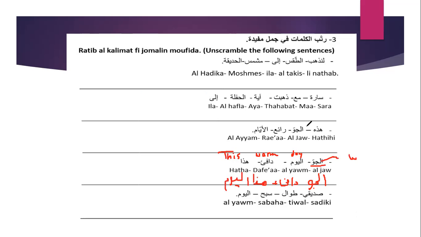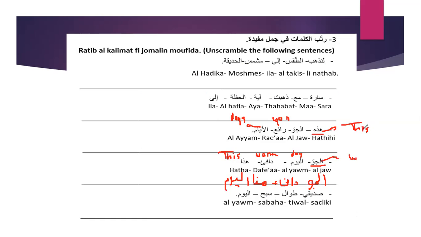Now, let's take this sentence now. We have هذه now, which is this, but it's feminine. الجو is what? The same, it's weather. رائع is what? Wonderful. Okay? الأيام, it's days, guys. It's not one day, it's days. Let us now see the sentence in English. It becomes, the weather is wonderful these days, okay?